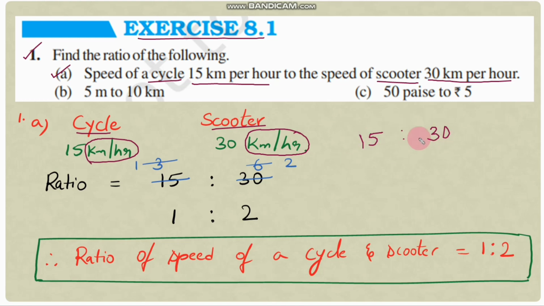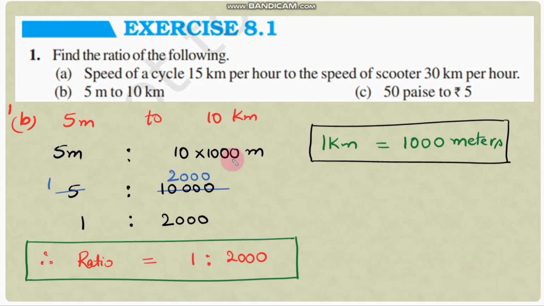Now let us cancel. We cancel 15 and 30. Cancelling by 5: 5 3s are 15, 5 6s are 30. Again cancelling by 3: 3 2s are 6. So here we have 1 and here we have 2. So the answer is 1 is to 2. The ratio of speed of a cycle and scooter is 1 is to 2. Understood children? So next let us see question B, that is 5 meters to 10 kilometers.